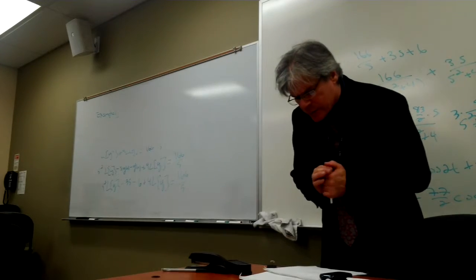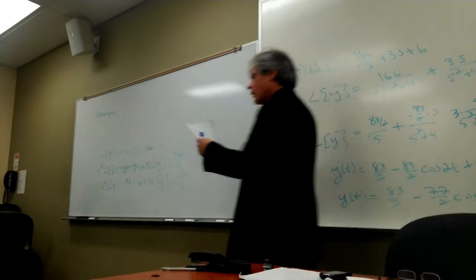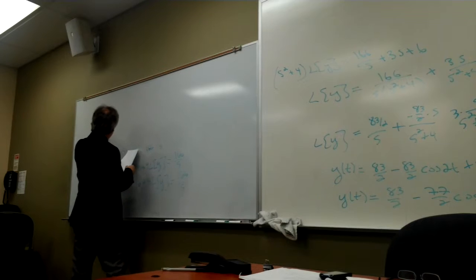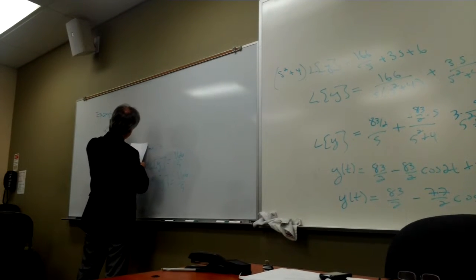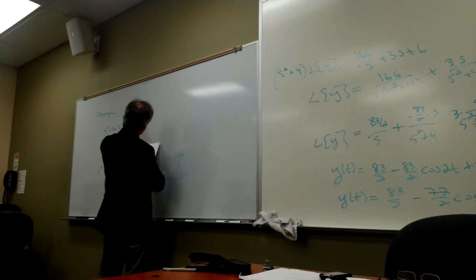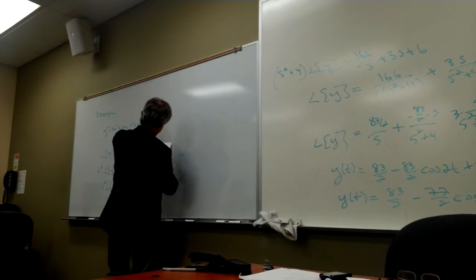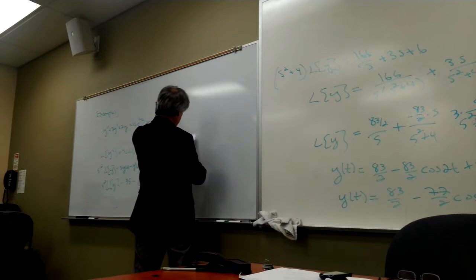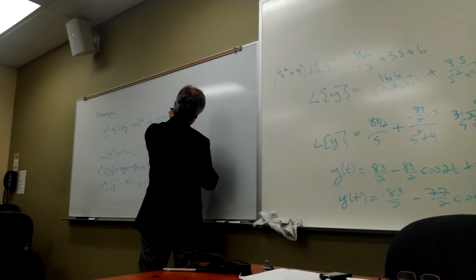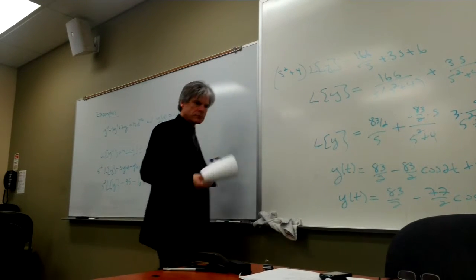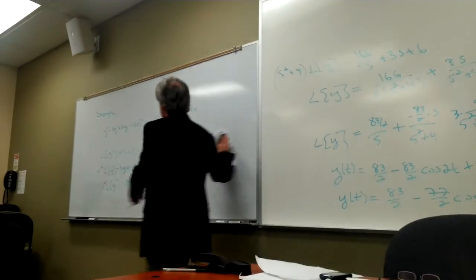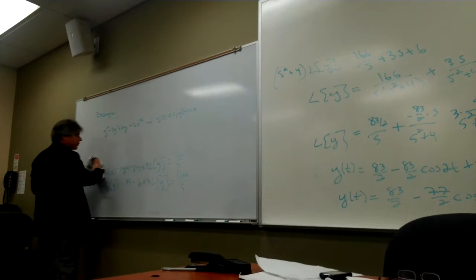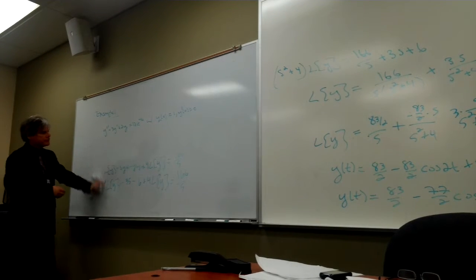Let's see if I have something more interesting. How about something like y double prime minus 3y prime plus 2y equal to 12e to the 4t, with these initial value conditions. Here too, it does look like a traditional DE I would solve using the method of undetermined coefficients. Let's give it a shot.